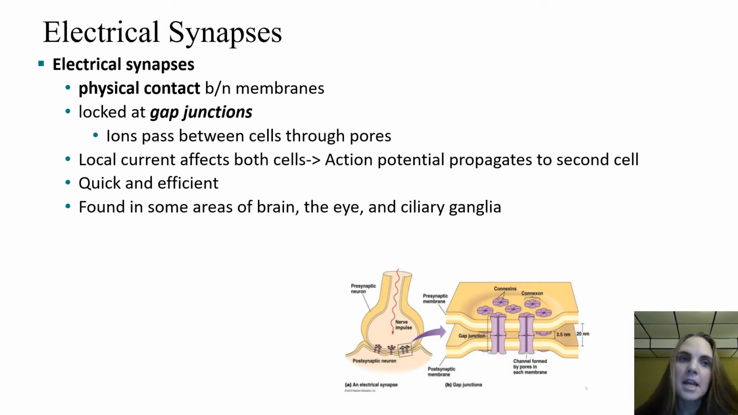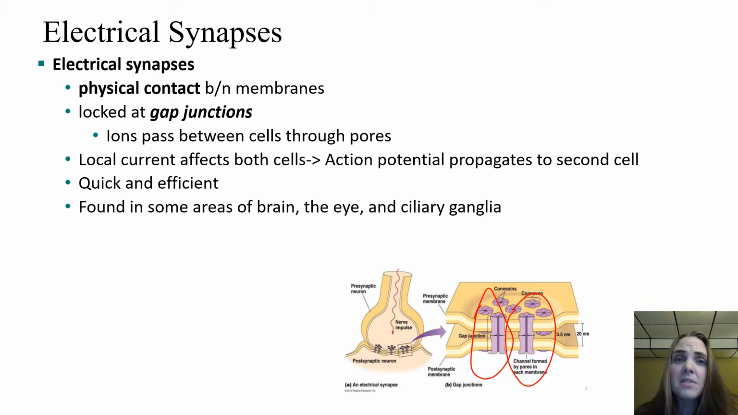So an electrical synapse is less common, and it involves direct physical contact between two membranes. So the cells are actually touching each other, up against each other, and they're locked together thanks to gap junctions. Remember those gap junctions that we talked about at the beginning of the semester? And we can see them here in this picture. The gap junctions were those ones that kind of made a little tunnel between the cells. They had those little connexins that kind of joined together into a little cylinder with a pore in the middle.